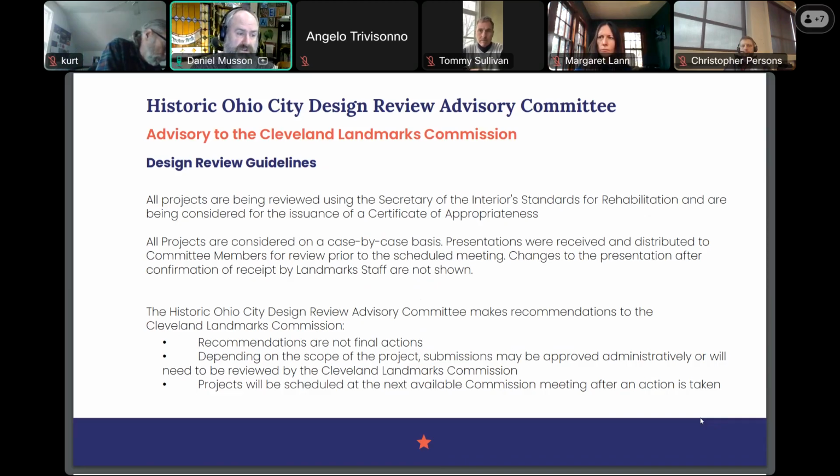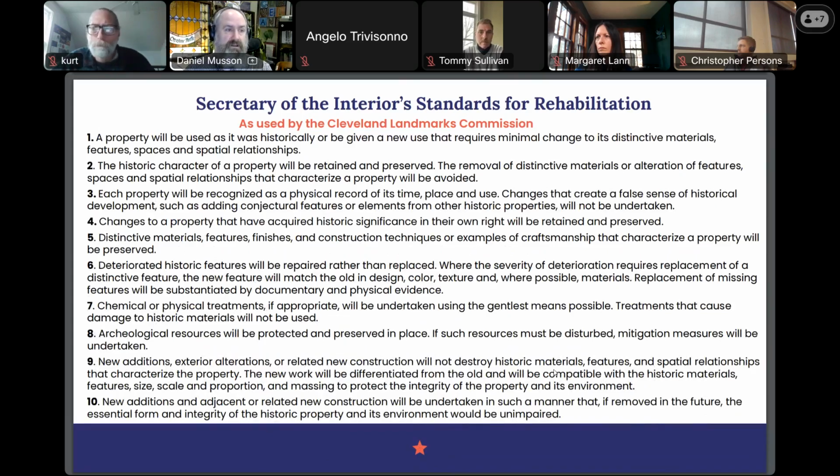The Historic Ohio City Design Review Advisory Committee makes recommendations to the Cleveland Landmark Commission. Recommendations are not final actions. Depending on the scope of the project, submissions may be approved administratively or will need to be reviewed by the Cleveland Landmarks Commission. Projects will be scheduled at the next available commission meeting after an action is taken, if that's the route they go on.